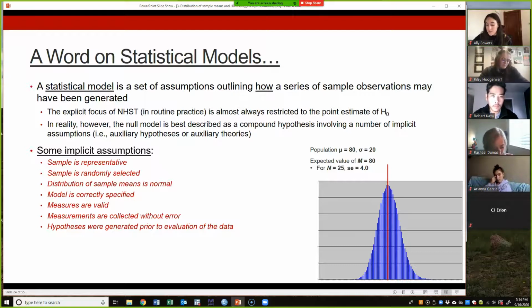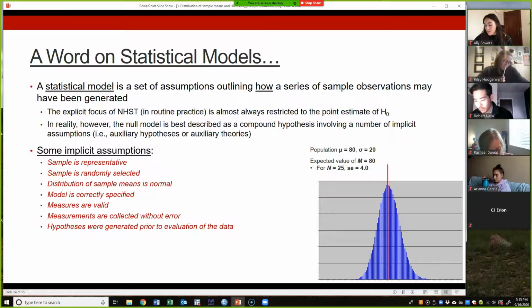We're assuming that the distribution of sample means is normal, which we have some robustness to, but sometimes we have violations based on our methods. We assume that our model is correctly specified, that we've actually got our stuff on target. We assume that we've got valid measures and that we're actually measuring the things that we're trying to measure. We're assuming our measurements are collected without error. And we're assuming that our hypotheses were generated prior to the evaluation of my data.